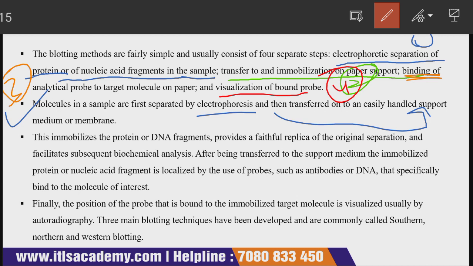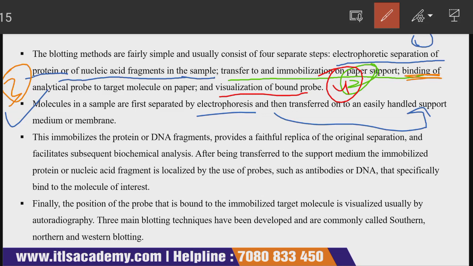This immobilization of the protein or DNA fragments provides a very faithful replica of the original separation. Replica means a true carbon copy of the original separation. So what does immobilization do? It provides a faithful replication of what was separated, and it facilitates the subsequent biochemical analysis.